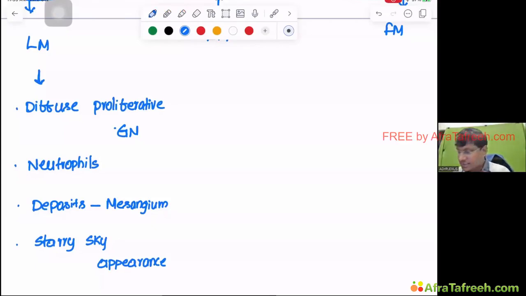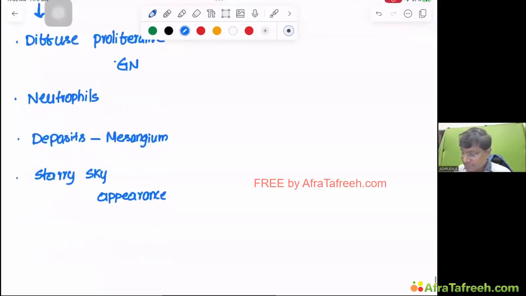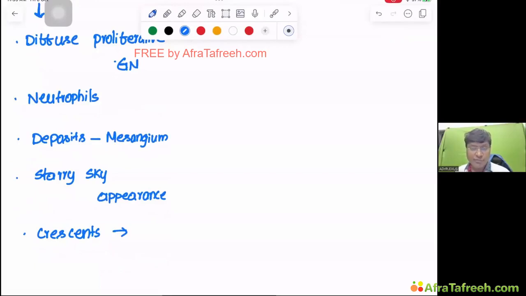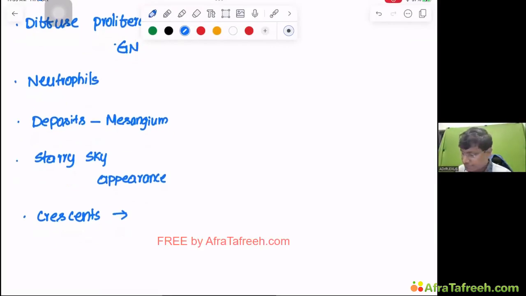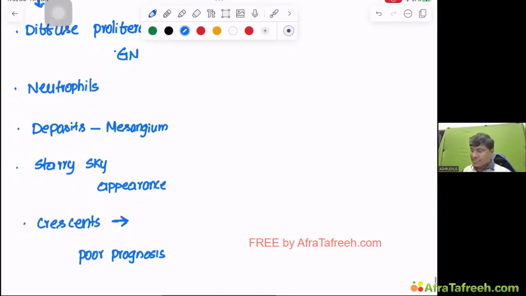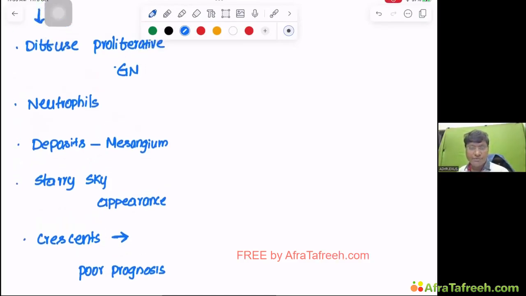I'll ask that. Okay, so you will have the starry sky appearance in the light microscopy. If there is presence of crescents within the light microscopy, that tells you that crescent formation is uncommon in post-streptococcal glomerulonephritis. But if there is presence of crescents, it tells the individual is having poor prognosis. Okay, so that is about your light microscopy finding.